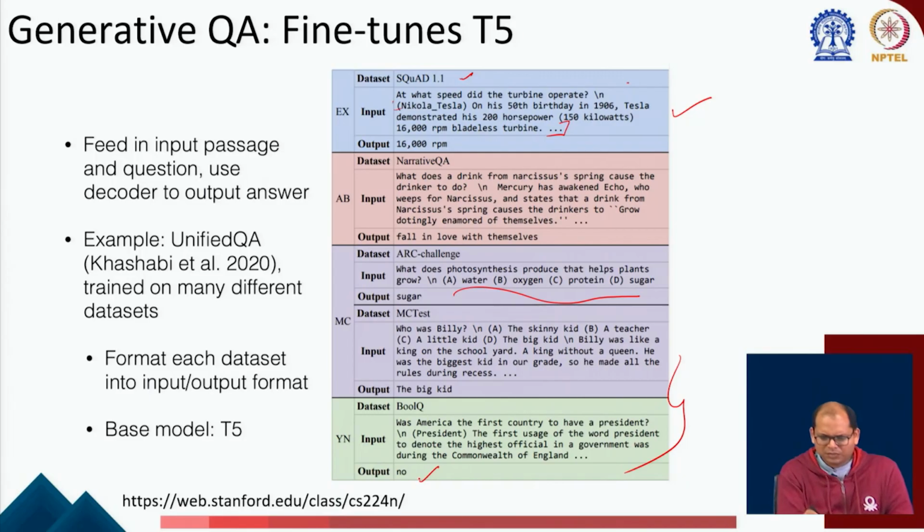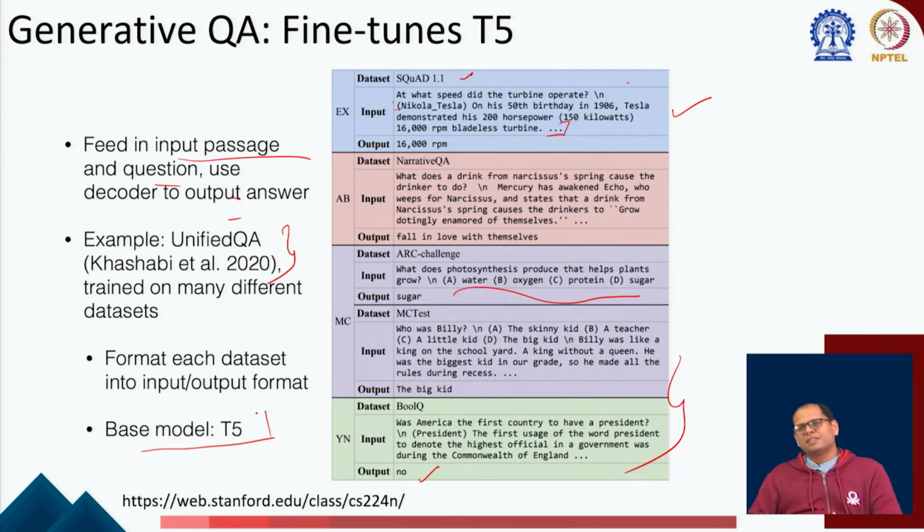So you feed in the input passage and question, and the decoder generates the output answer. This particular work was UnifiedQA. We take multiple datasets, format them in this particular format, and use the T5 model to answer the questions. So you can also use generative models to answer questions by putting all the information in the input and getting the model to generate token by token.